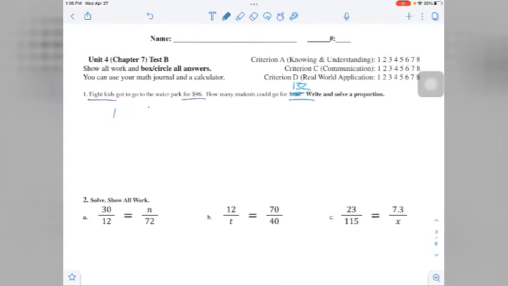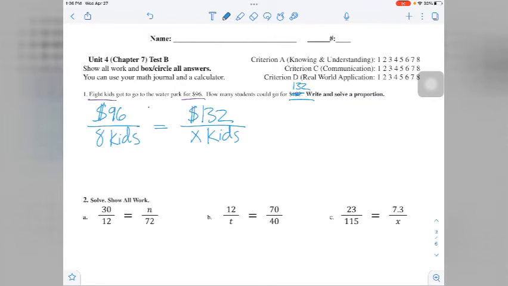And so we associate our numbers. I know that $96 goes with 8 kids. It actually doesn't matter if I write these on the top or the bottom. You should get the same result either way. And then the question is, how many kids go with 132? So $132 goes with how many kids? That's what we're trying to solve here.